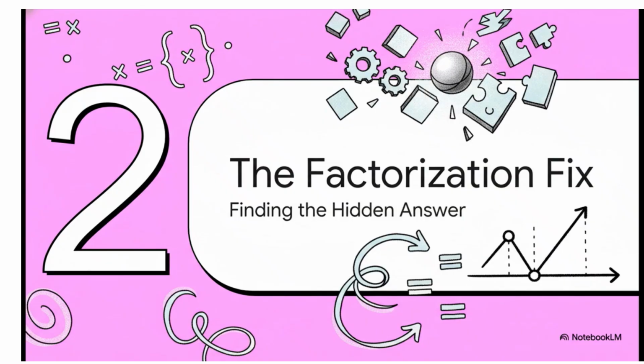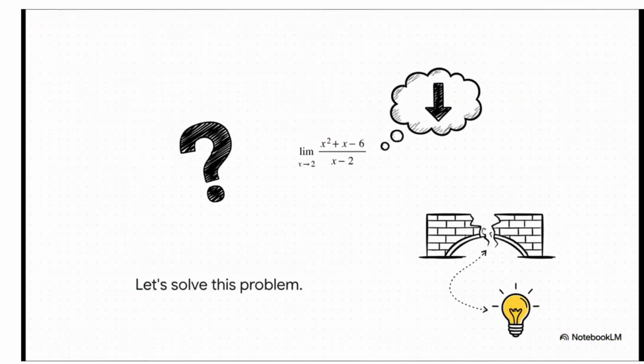Well, let's pull out our first tool from the toolkit, the factorization fix. This is a really powerful algebra trick that lets us simplify the function, get rid of the part that's causing that whole 0 over 0 issue, and find the answer that was hiding there the whole time. Let's work through this exact problem right here. We're trying to find the limit as x gets closer and closer to 2. So if you plug in 2, on top you get 4 plus 2 minus 6, which is 0. And on the bottom, 2 minus 2, which is also 0. So, dead end. Or is it?